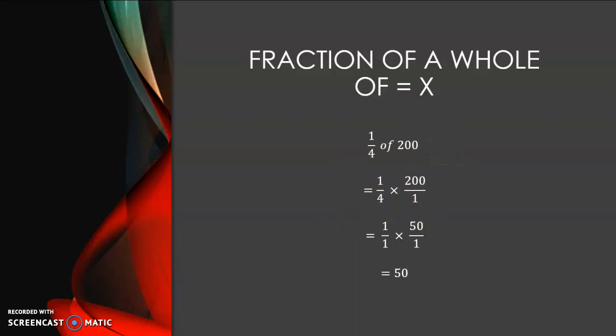So let's see if we can find common factors. Yes, they are both divisible by 4 if I go across. 4 divided by 4 is 1, and 200 divided by 4 is 50. So my final answer is 50.